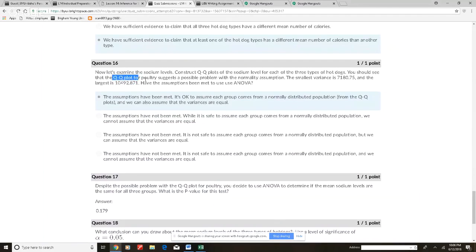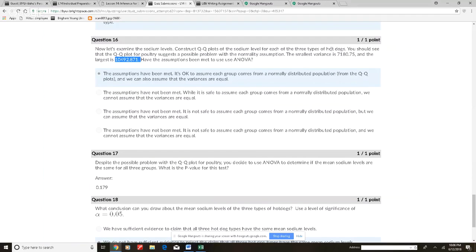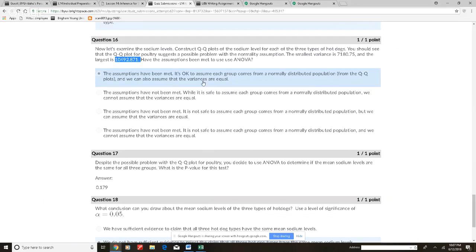So that would be the information. This number is way smaller than this one multiplied by 4. The assumption is made that each group comes from a normally distributed population, even though this one is way off. And we can also assume the variances are equal. And remember, every time they're normally distributed, for ANOVA the variance has to be equal. Right, that makes sense.